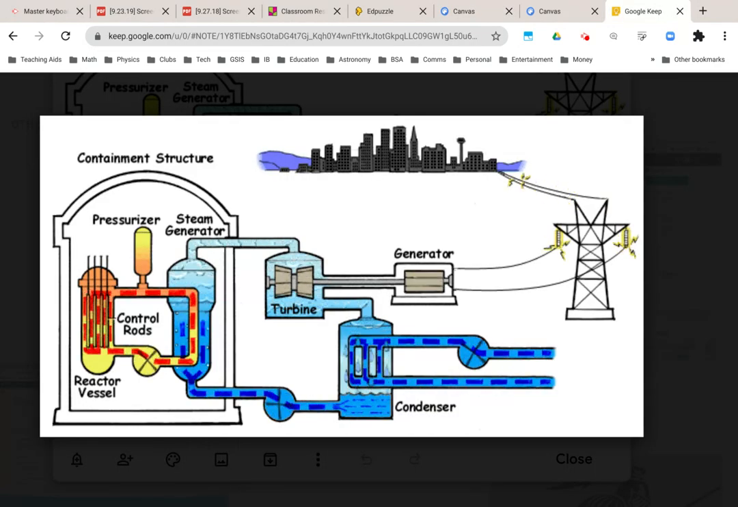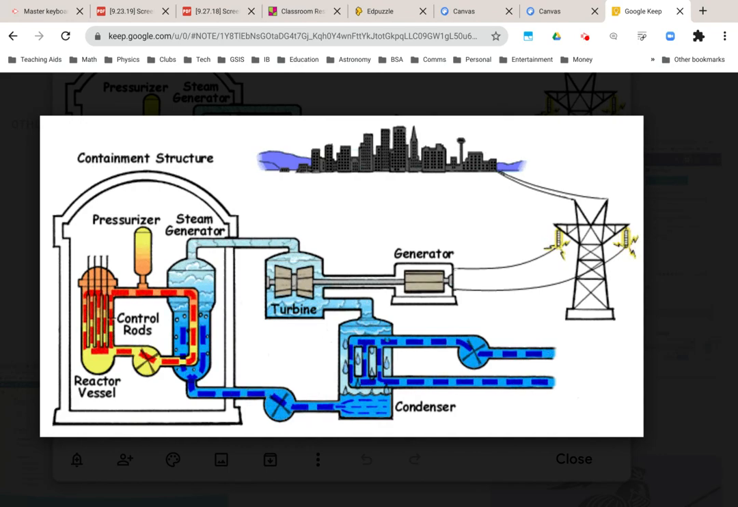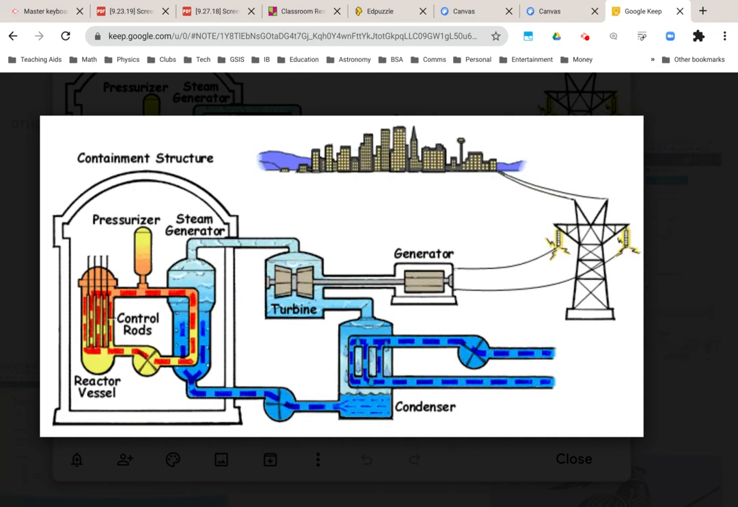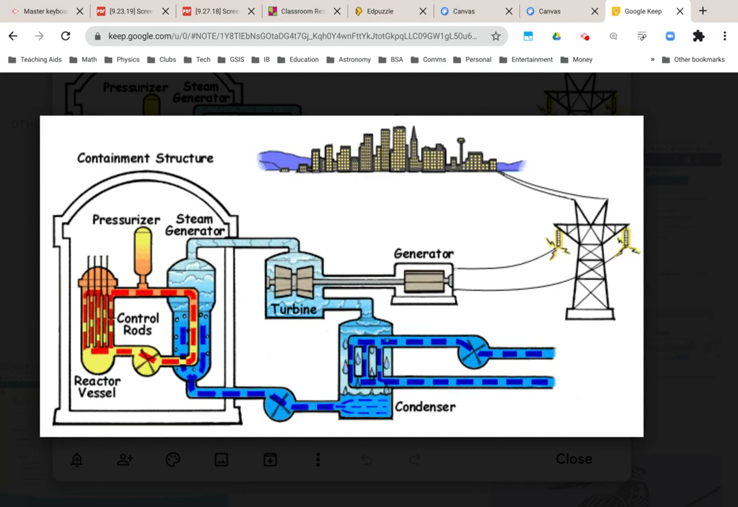And let's see, here it is. Here's the GIF at least, courtesy of Mr. Lund, who made these slides that we've been looking at. This is an animated diagrammatic representation of how a nuclear power station works.